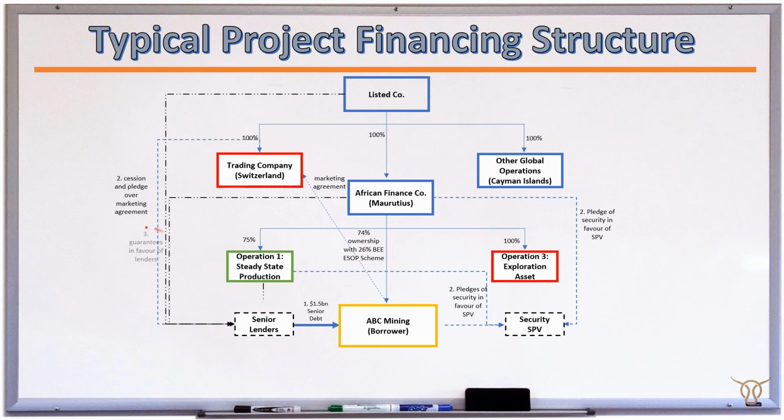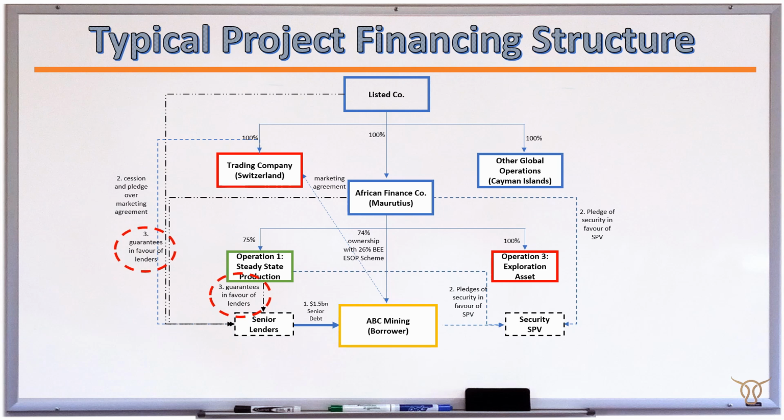The boxes numbered 3 illustrate the guarantees that would need to be put in place in favor of the lenders. If the borrower, ABC Mining, was unable to make contractual repayments to the lenders, the guarantees would allow the lenders to demand repayment from other cash generative companies within the listed co group, in place of the borrower.